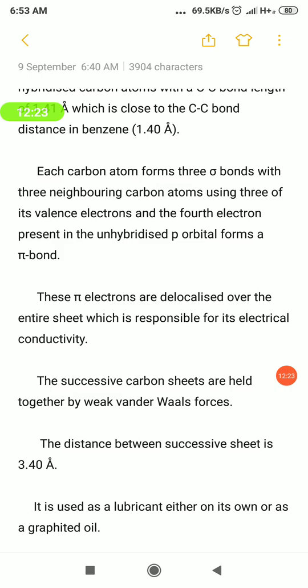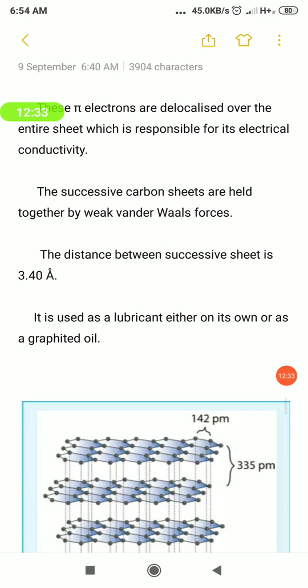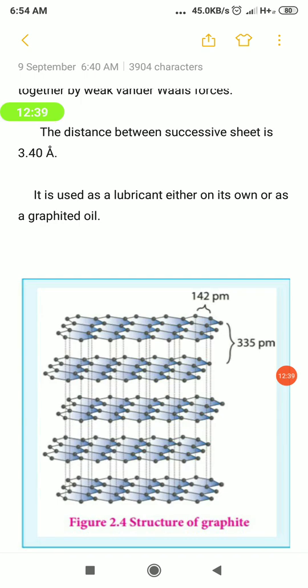Then the successive layers are held together by weak van der Waals forces, and the distance between the sheets is 3.40 Angstrom. It is used as a lubricant, either on its own or as graphite oil, a lubricant oil.